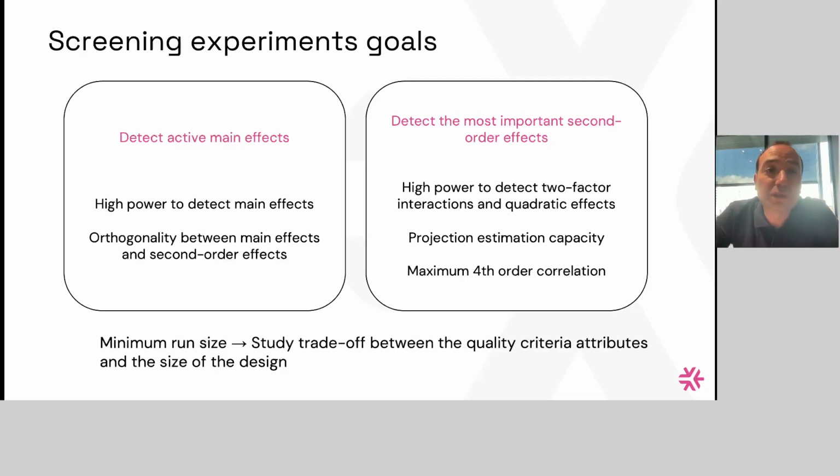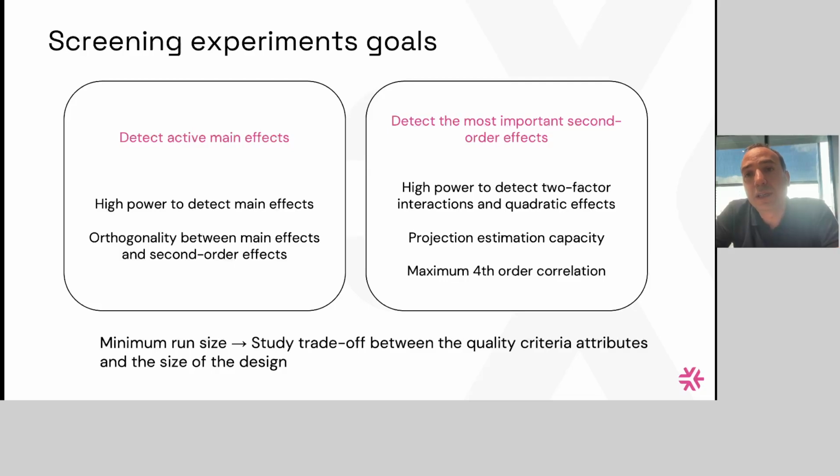If you like to do screening, you have at least two goals. First, you want to detect active main effects. So you need a high power to detect them and orthogonality between those and the second order effects, so you can really distinguish between the linear effect of a factor and an interaction or quadratic effect where that factor is involved.